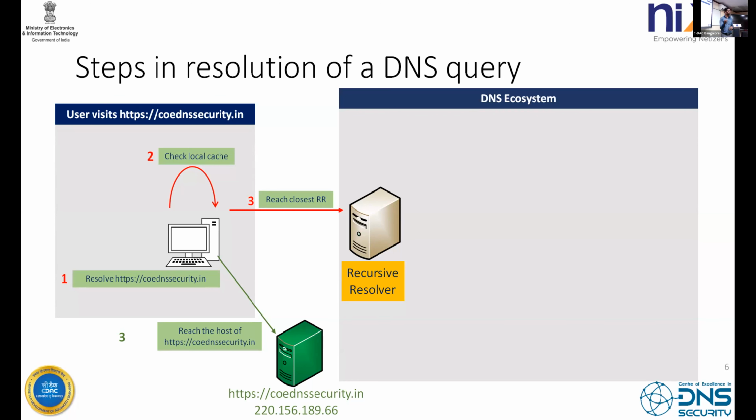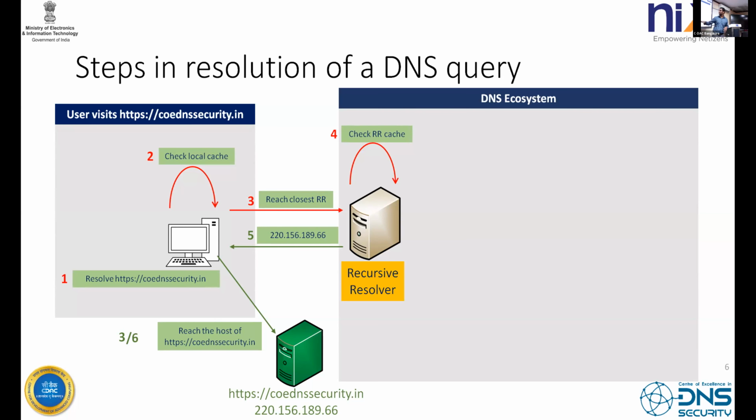A recursive resolver is also called a caching server. So the recursive resolver also has a local cache. Okay, right? So the mapping for CODNSSecurity.in with its IP address will be checked in the recursive resolver's cache itself. And if it is present in the recursive resolver's cache, then the call immediately returns from the recursive resolver to the user, saying this is the IP address of CODNSSecurity.in, and the user can straight away hit the server. Okay, so this is the second hop where the call can terminate.